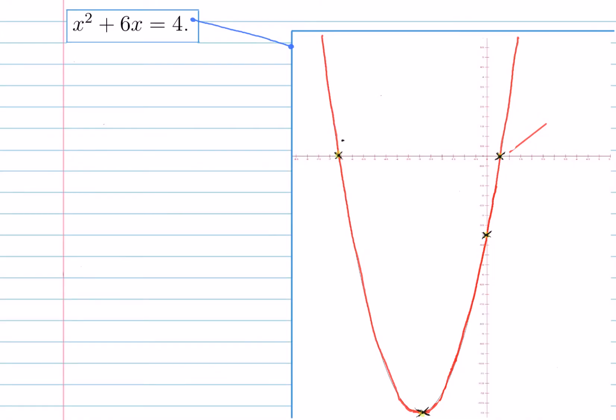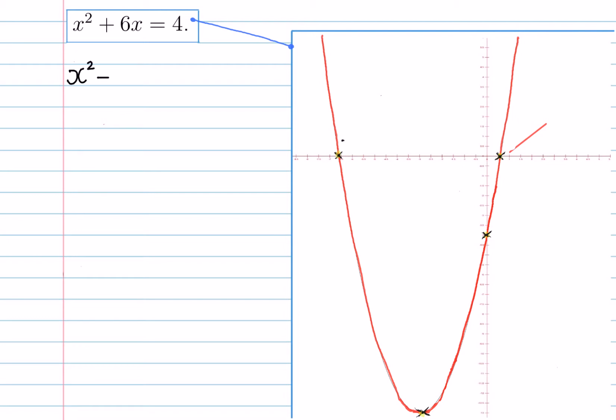So let's have a look here. As you can see here at the top we have a quadratic equation, and at the side here I've just done out the graph. Now the first step before completing the square is to rearrange this equation so it equals 0. I'll just show you that now.